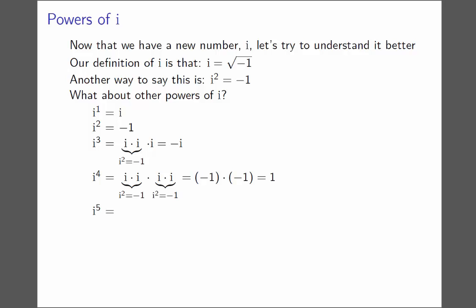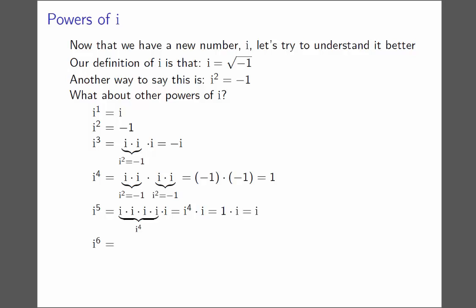How about i to the fifth? Here we have i times i times i times i times i. But those first four are i to the fourth. So this is i to the fourth times i, and we just found that i to the fourth is 1. So we have 1 times i, which is just i. This means that i to the fifth power is the same as just i.